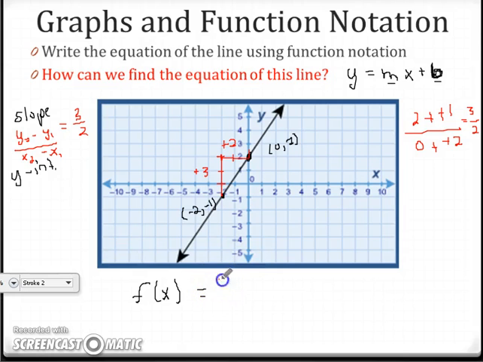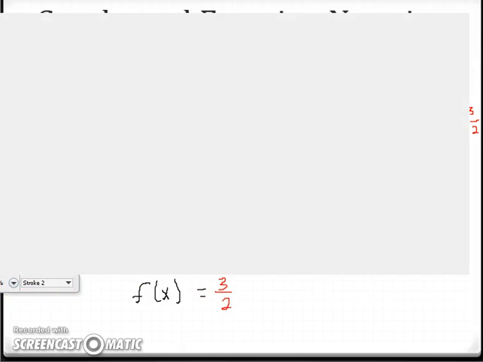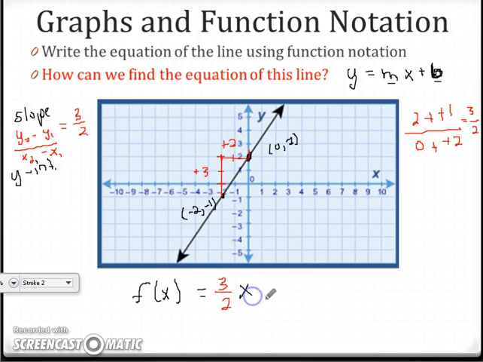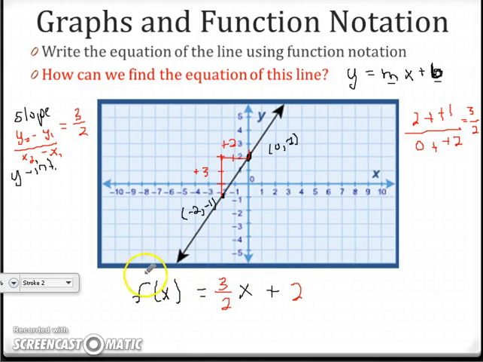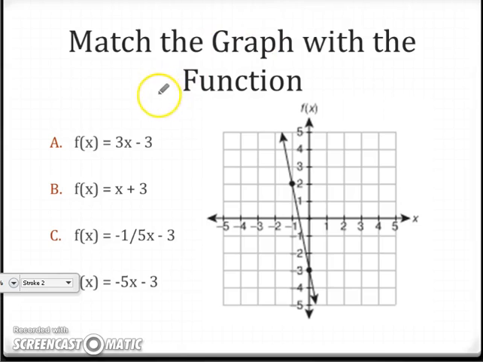So setting up our equation, we've got 3/2 for our slope. X still stays as x, plus our y-intercept, and that's where it's crossing our y-axis. It's crossing our y-axis at a positive 2. So our y-intercept is 2. So here is our function equation. f of x equals 3/2 x plus 2. Again, you need to find the slope using the slope formula or counting, and then find the y-intercept, so where it's crossing that y-axis.